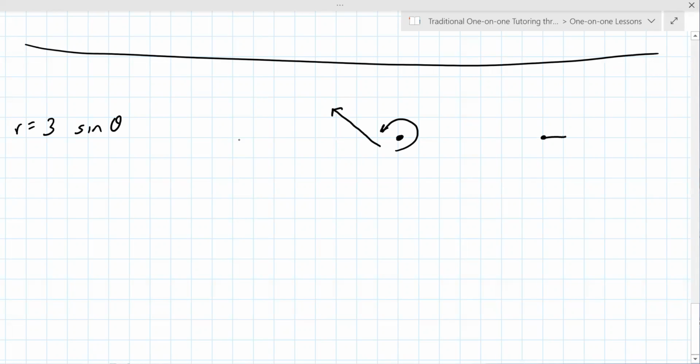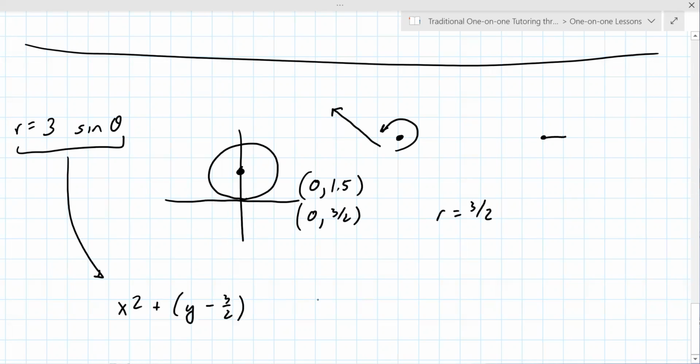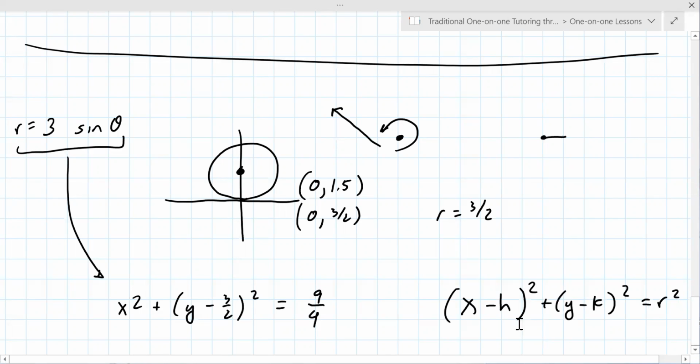So whenever you see sine, it's a circle that's moved up this way. And again, I think you're supposed to know this. I think you're supposed to realize that the center is at 0, 3/2, and the radius is also 3/2. Again, I'm not sure how you're supposed to know that other than doing some of this. So this becomes x squared plus (y minus 3/2) squared equals 9/4. And I'm using this equation, (x minus h) squared plus (y minus k) squared equals r squared. Okay.